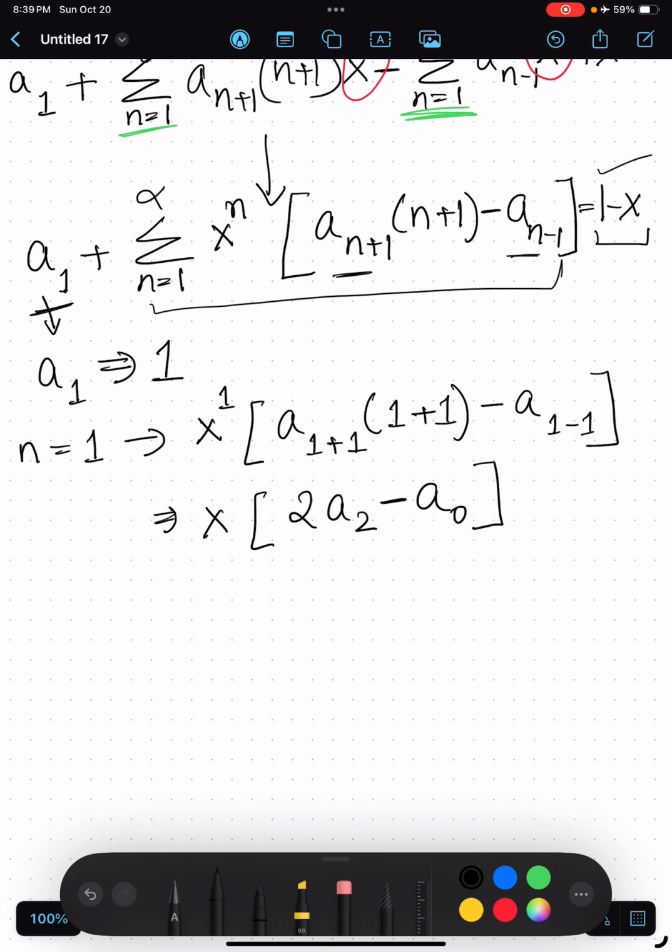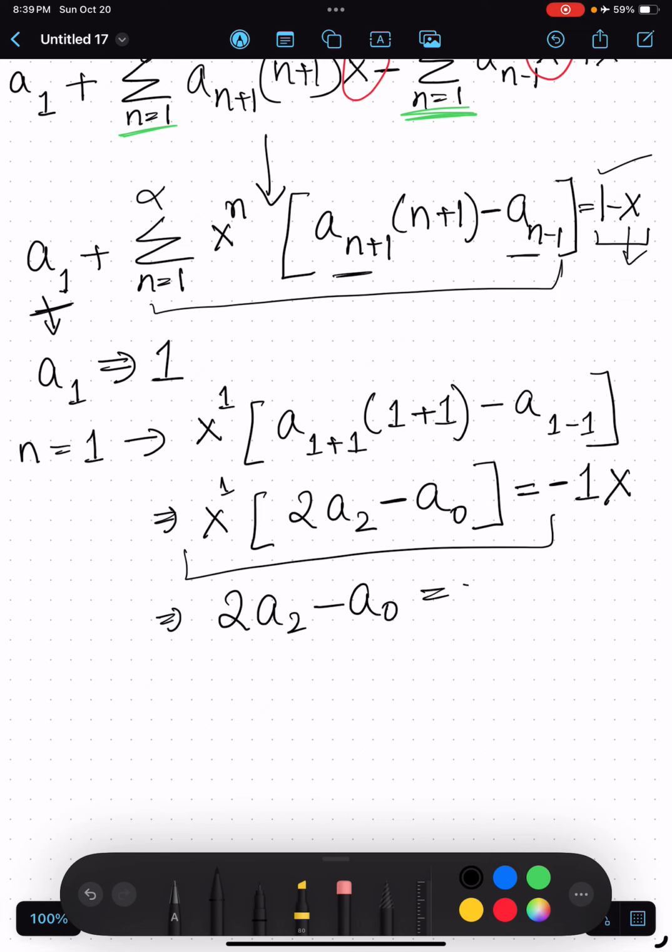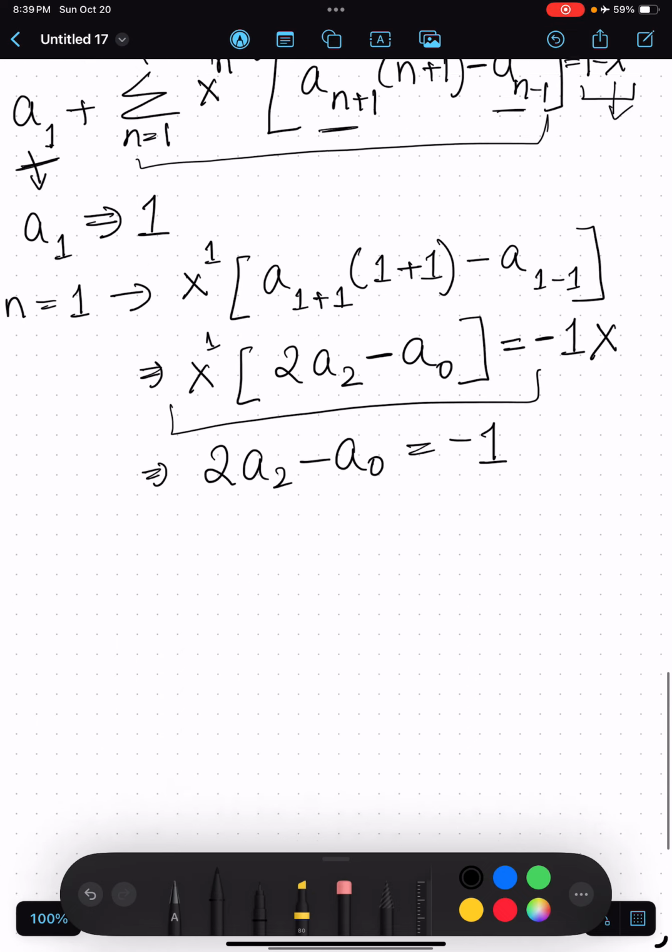Now let's go ahead and look at the value on our right-hand side. We can see that here our power of x is just 1. And on our right-hand side, when our power of x is 1, my coefficient is negative 1. So that means this entire term equals negative 1 times x. Okay, so canceling out the x's, we are left with 2 a sub 2 minus a sub 0 equals negative 1.